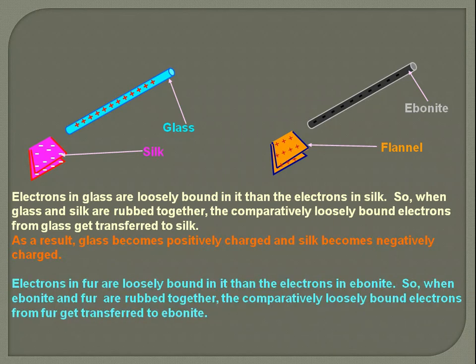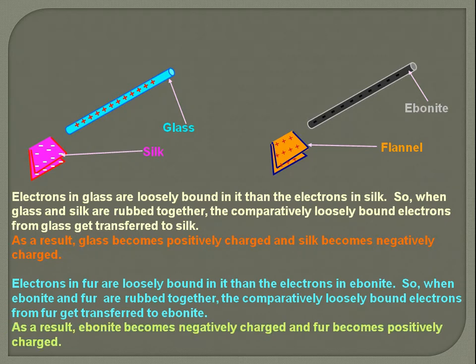Why? Because this time the ebonite rod takes the outermost electrons of the fur or flannel. As a result, the flannel becomes positively charged and ebonite becomes negatively charged. I hope with these three examples, the frictional electricity would be very clear to you.